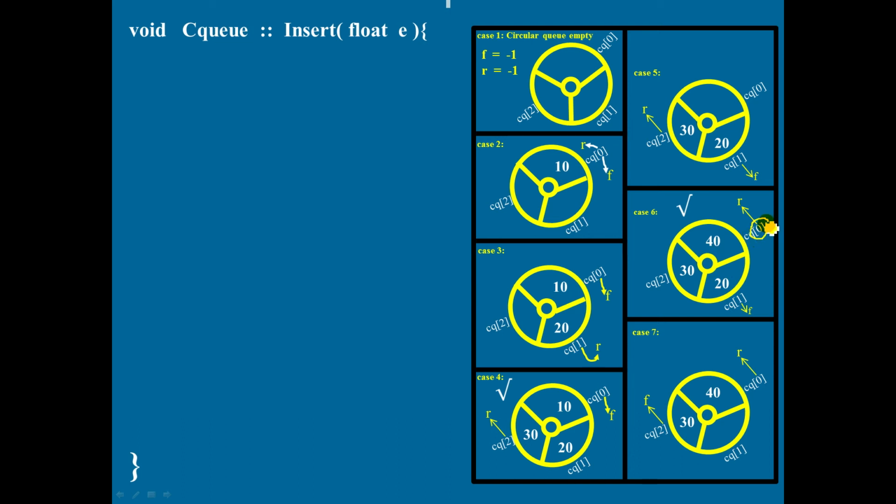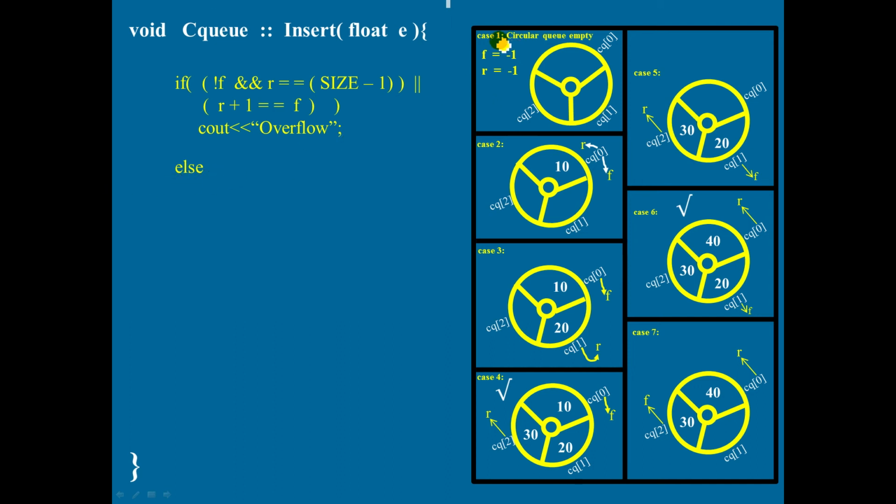That is r plus 1 equal to f, then also circular queue is full. So the two conditions for overflow are 1, f equal to 0 and r equal to upper bound, the circular queue is full, or it can be r plus 1 equal to f, the circular queue is full. So you can write the condition like this: f equal to 0 and r equal to upper bound, or r plus 1 equal to f, insertion leads to overflow. Else you can insert an element.